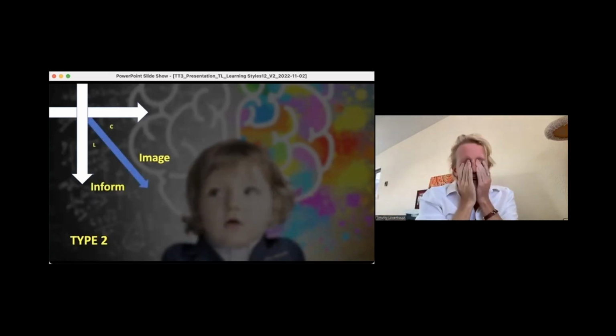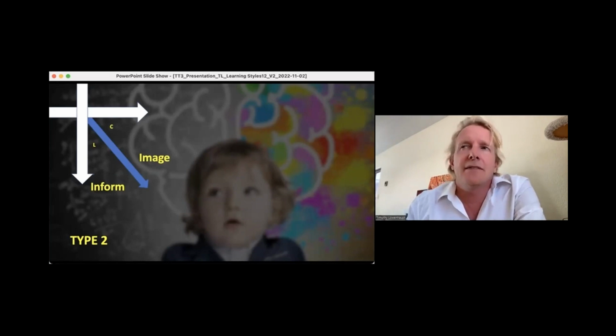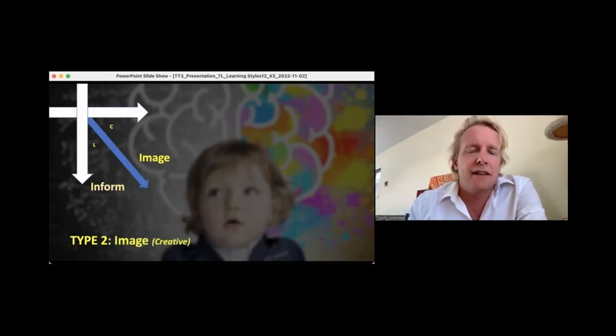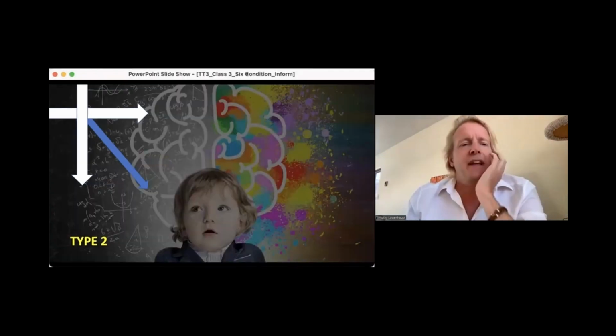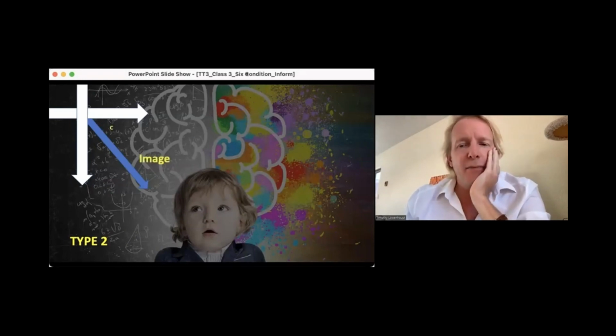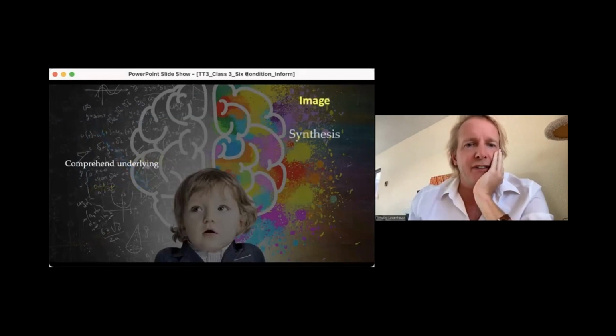Now we're going to go deeper. Okay, there's 2 components to the what. There's the image and there's the inform. And we're going to talk about the image today. And this is the more creative aspect of the what. I get to do the creative side. Anyway, so here we are. We're doing an image and inform, right? And we're focusing on the image.